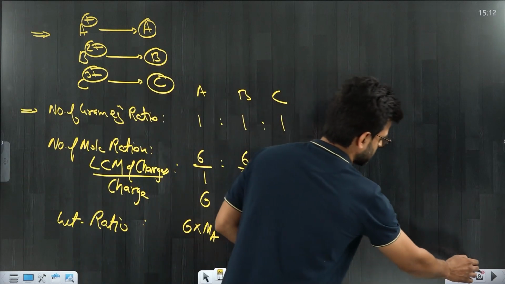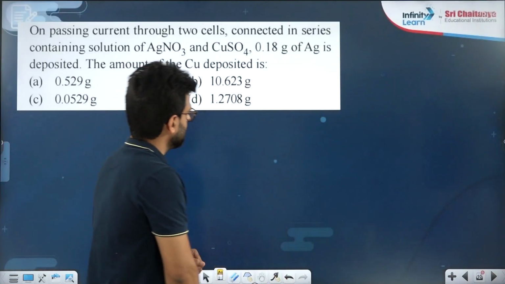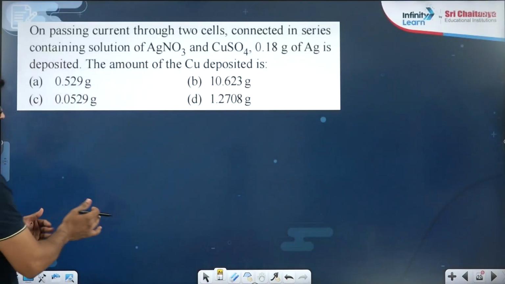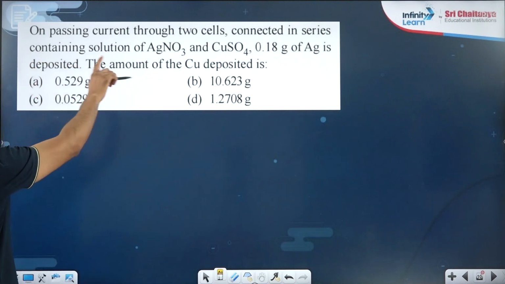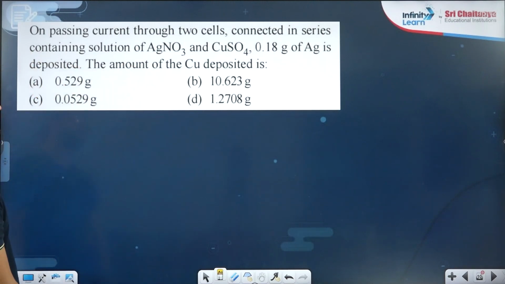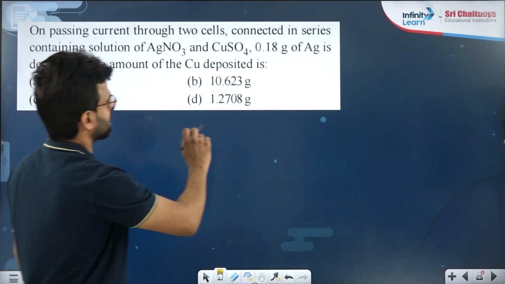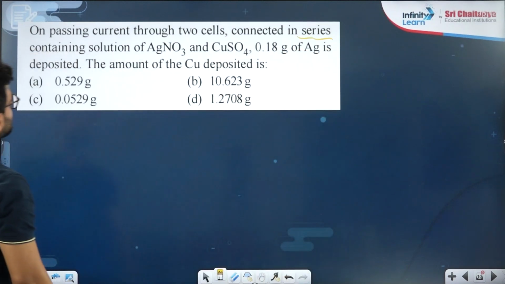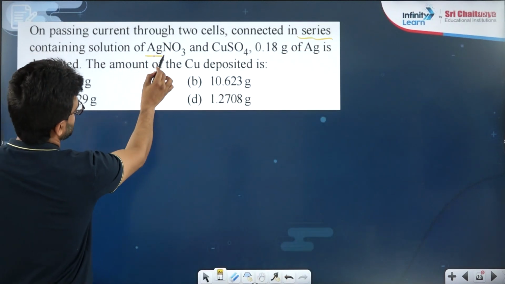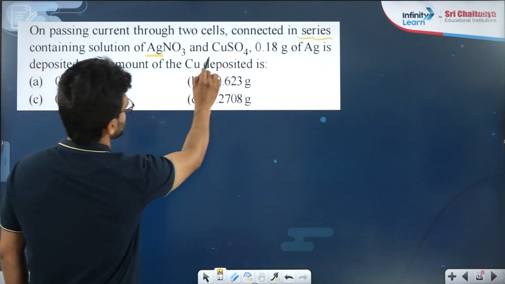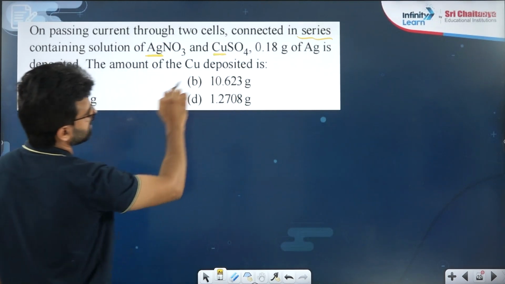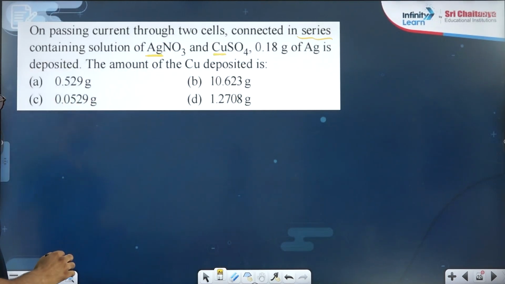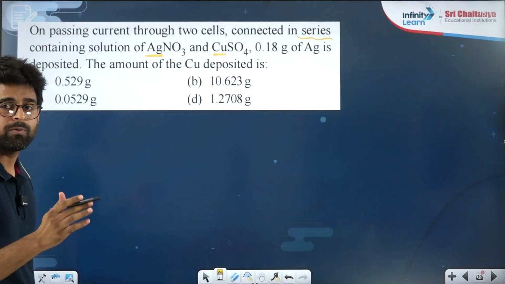Now let's try some questions. Okay, fine. Let us see what they are saying here. On passing current, two cells connected in series, okay? Connected in series means I am passing the same charge. Containing solution of AgNO3, Ag will deposit here, and which one? Copper. 0.18 gram of Ag is deposited. So the amount of copper deposited they are asking.